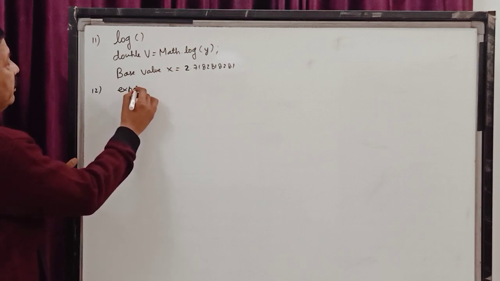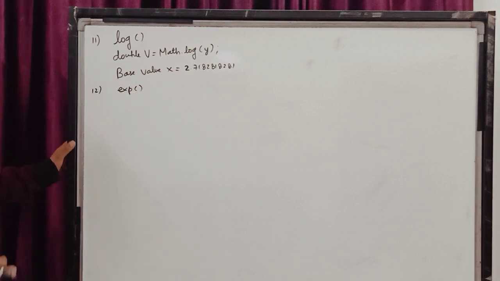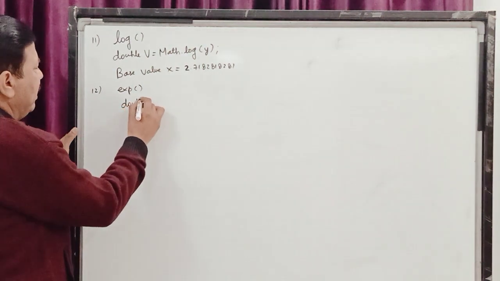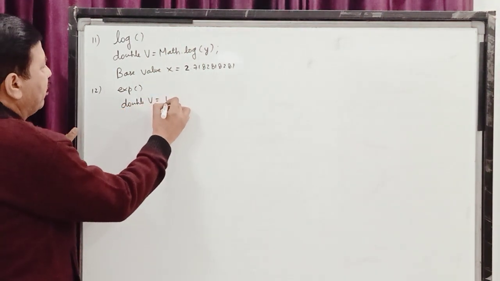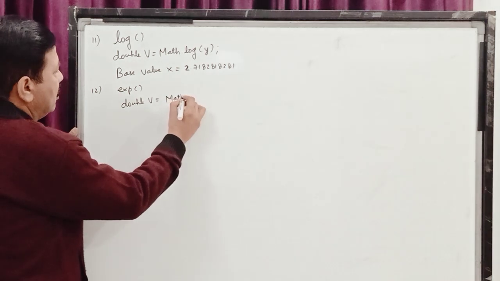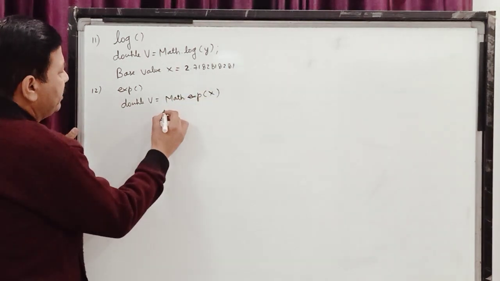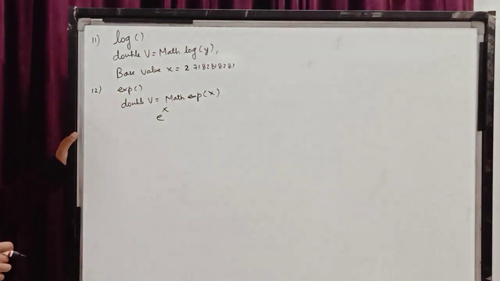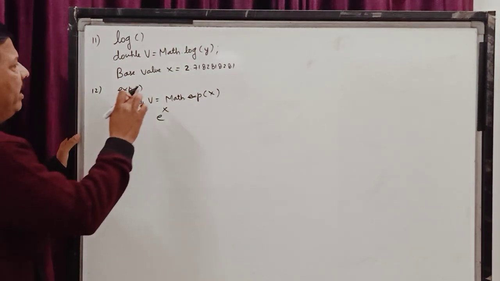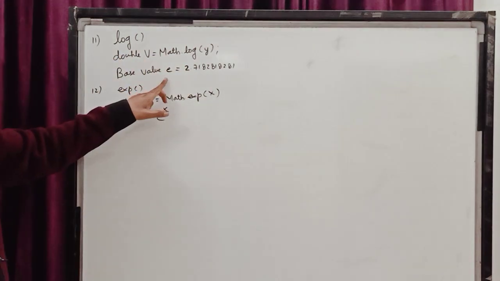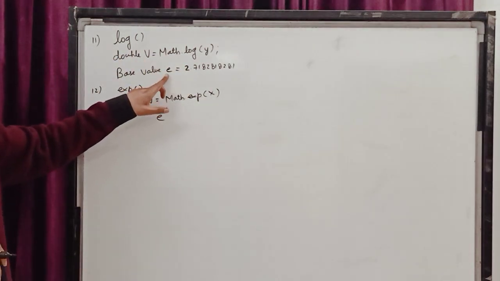exp, exponent. Now children, this function is just opposite to log, or we can say that it is finding out the anti-log. So if I write double v is equal to math.exp(x), this function is returning us e raised to the power of x. Sorry, here the base value is not x, it is e.